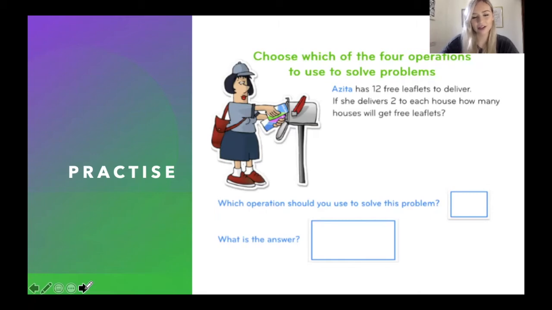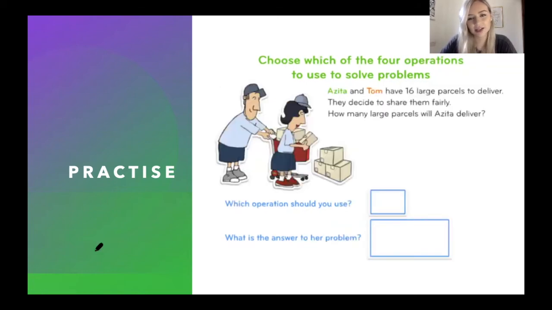Hopefully you will have decided that the operation we should use is divide. We can think of it that Zeta is sharing the leaflets to the houses, and she's going to deliver 2 to each house. So we're going to be doing 12 leaflets, and at each house she's going to give 2 of them away. Now, if we know our times tables, then we know that 12 divided by 2 is 6, which means 6 houses will get leaflets. Well done for having a go at this.